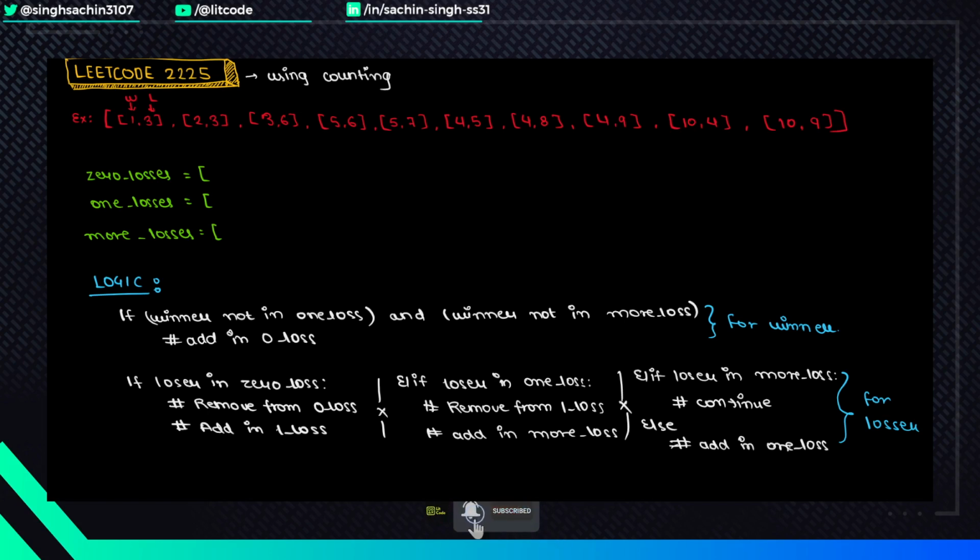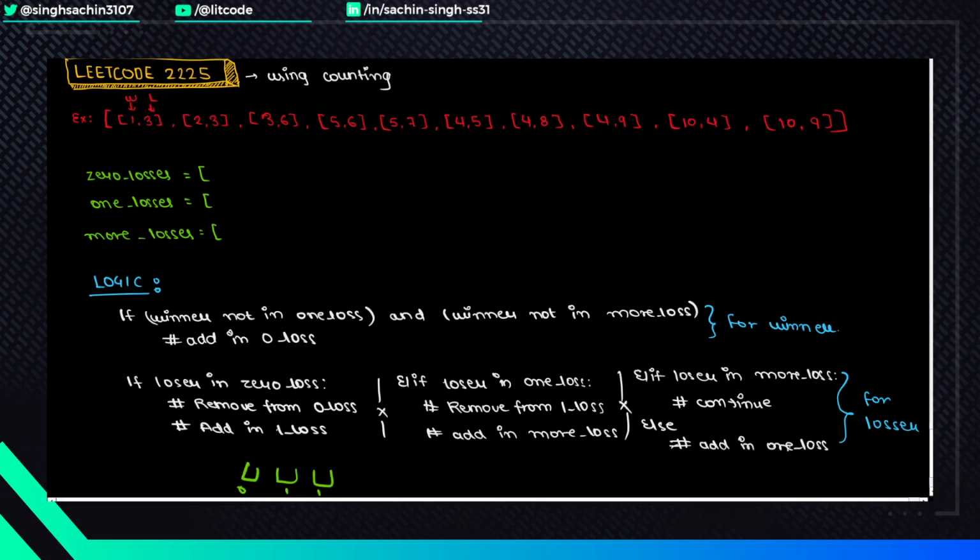For winners, this is a very simple logic. If the winner is not in the one loss bucket, so basically he has not lost any matches yet, and he has not lost more than one match, then we will add him in the zero loss category. For losers, we have a couple of conditions. We were talking about the buckets, right? So think of it as zero bucket, one bucket, and one plus.